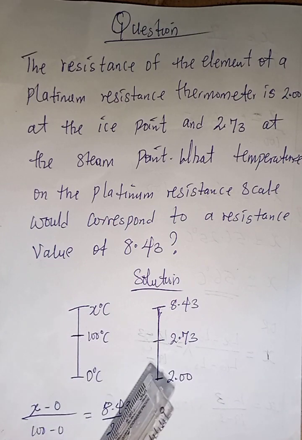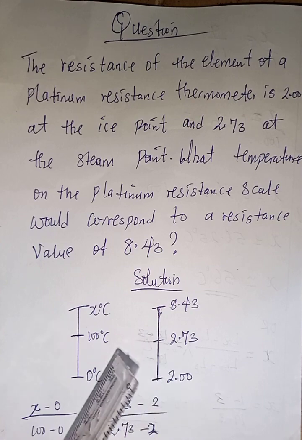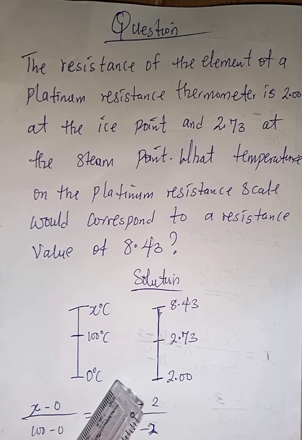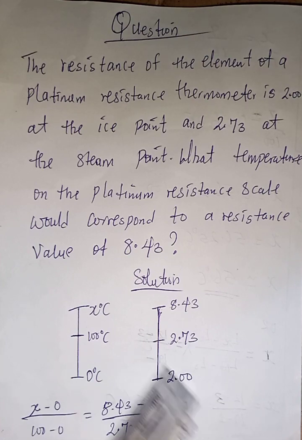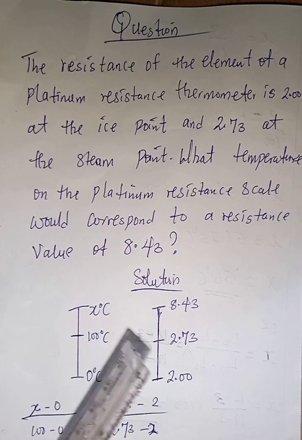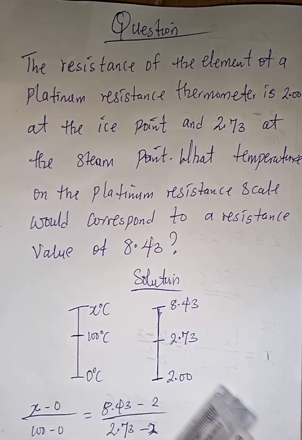Now, for temperature on the Celsius scale, the ice point is 0 degrees Celsius, while the steam point is 100 degrees Celsius. Ice point is also called the melting point, while steam point is also called the boiling point. At the steam point, the Celsius scale will read 100 degrees Celsius. Take note of that. While at the ice point, it will read 0 degrees Celsius. Also take note of that. Those things are very important.